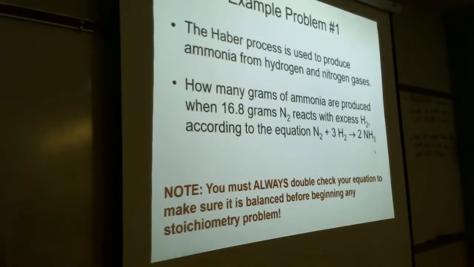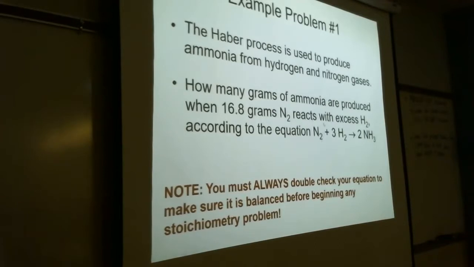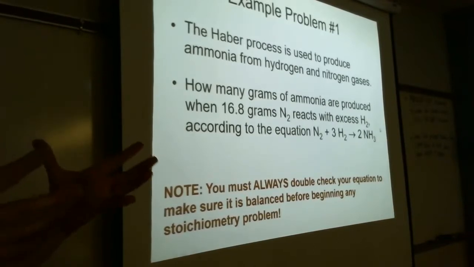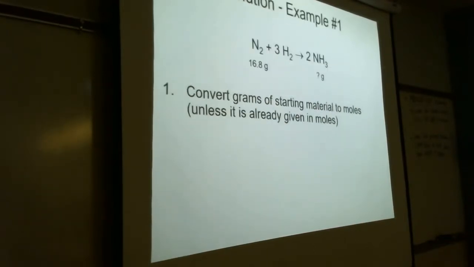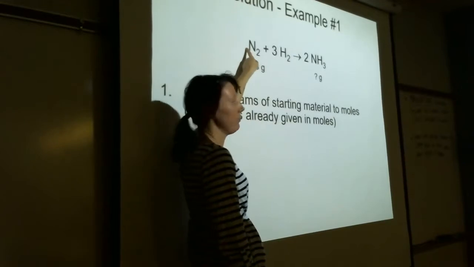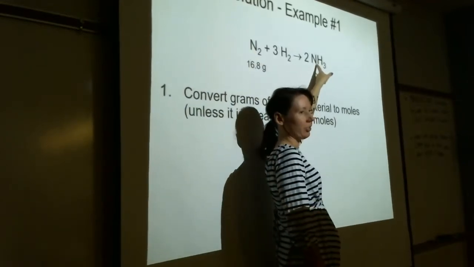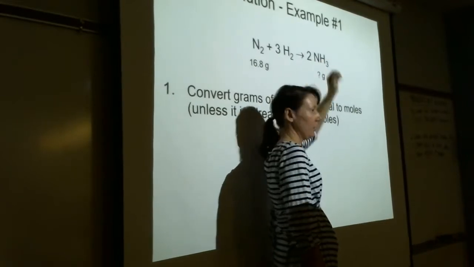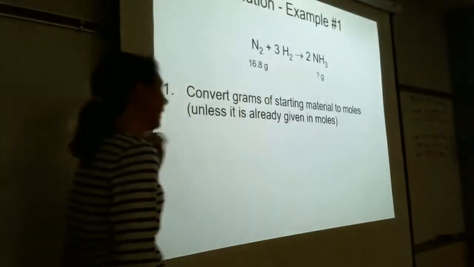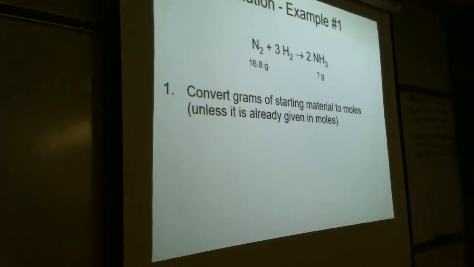Remember, I'm not going to be giving you equations from here on out. You need to write your own and balance your own. But I gave it to you here because I want you to focus on the stoichiometry, not the equation. So here's what I always recommend you do. List the information you're given underneath it and put a question mark with units under the substance you're trying to find information about. That keeps you from plugging in the wrong information about the wrong thing.